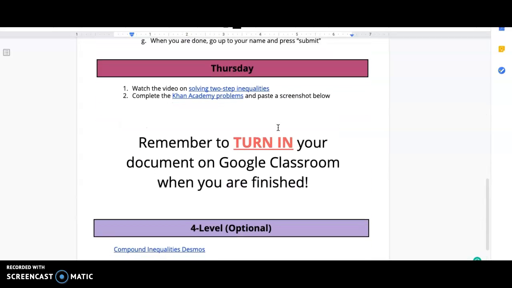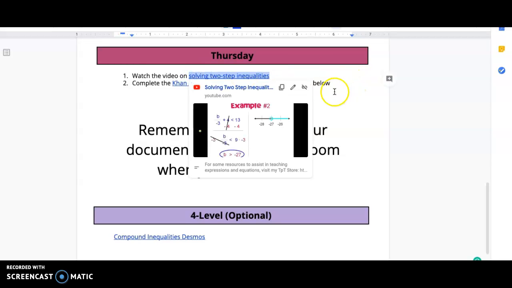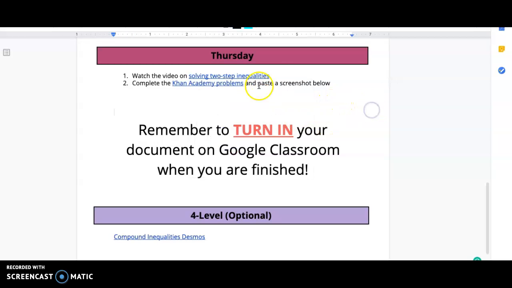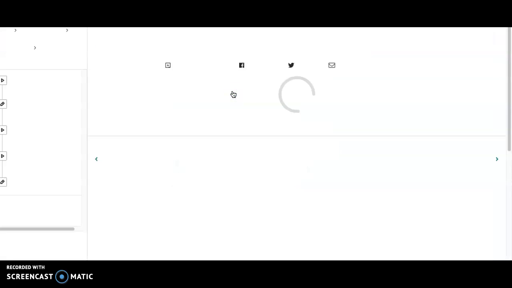And then Thursday is a Khan Academy problem set. So here is solving 2-step inequalities. Again, there's a really, really great video. I mean, you don't want to hear my voice any more than you already are. So really great video. I thought it was the best, better than me recording my own. And then there is a Khan Academy problem set that you just have to do and take a screenshot for.